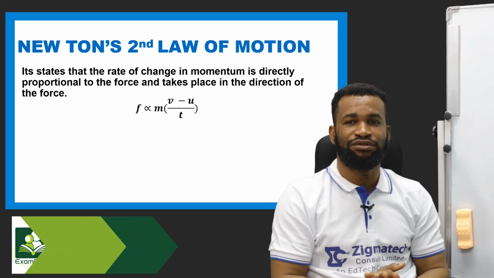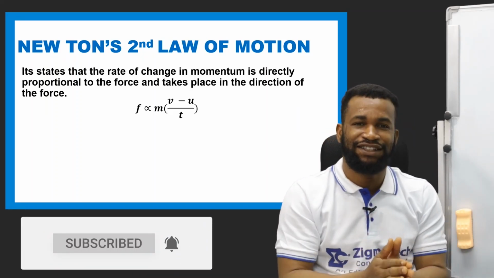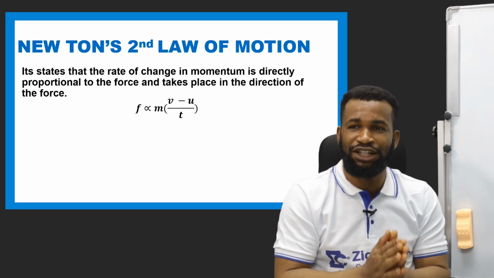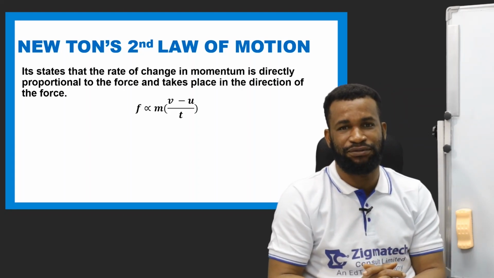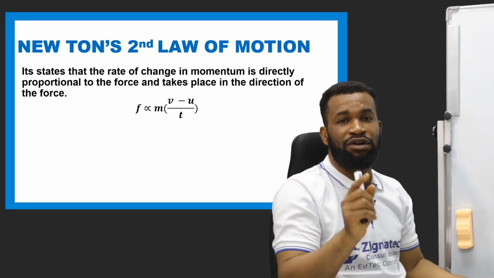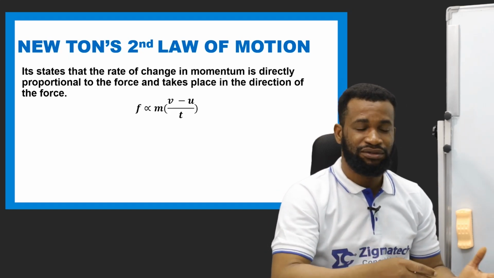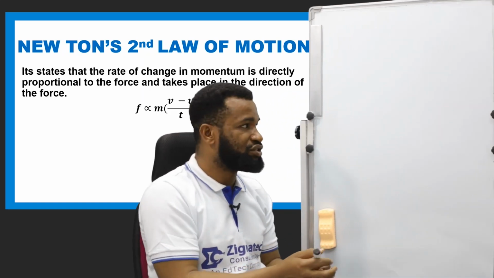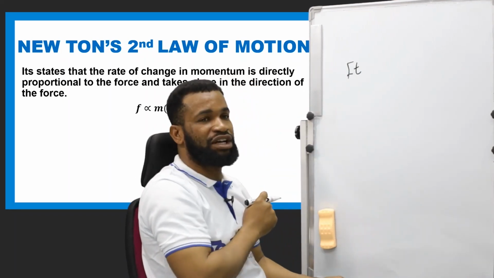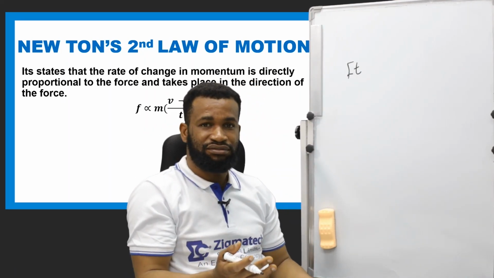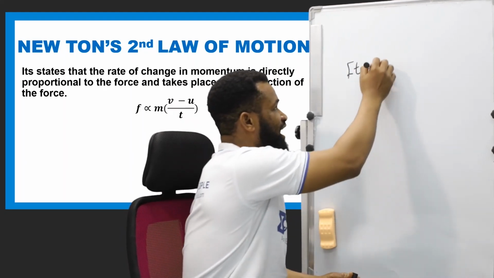The second law of motion is a very good one. I love this law. It says that the rate of change of momentum is directly proportional to the force applied and takes place in the direction of the applied force. You remember we've had a lesson on momentum. When we talk about momentum, we talk about change in momentum, where we say that Ft is the impulse. Then we said that this impulse is the same thing as change in momentum.